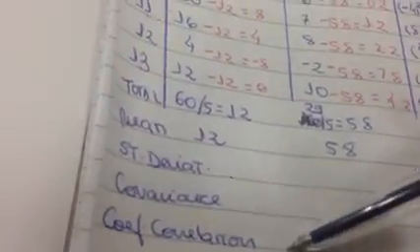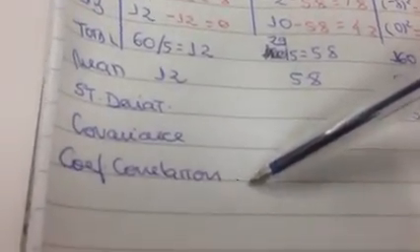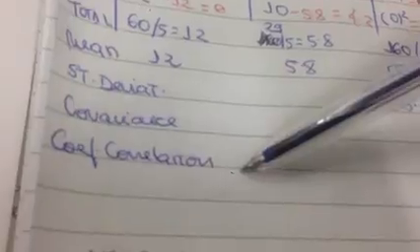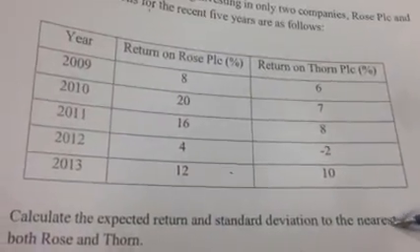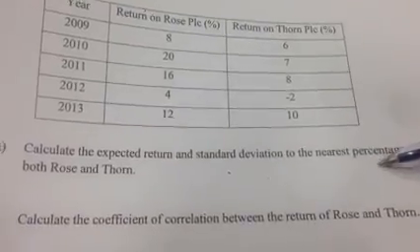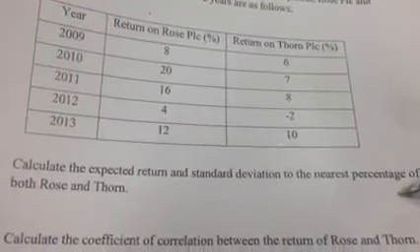In the exam, they could ask you for the co-movement. Co-movement is the same as coefficient of correlation, so don't get confused. Now we go back to A, and in A, it says we need to find them to the nearest percentage.